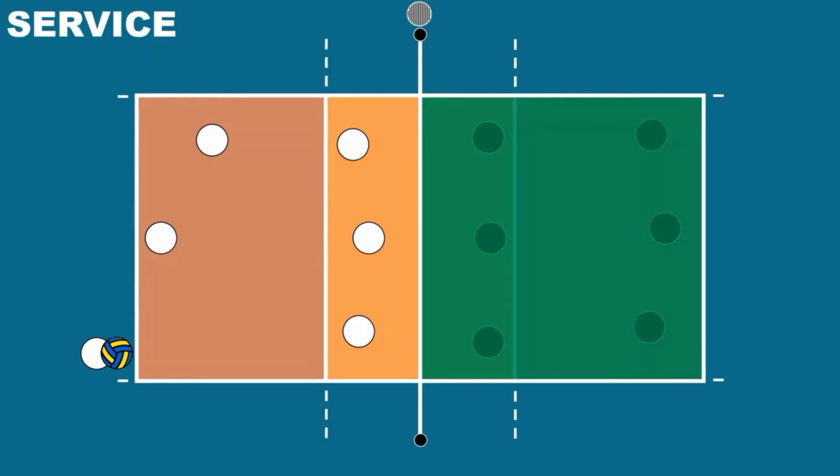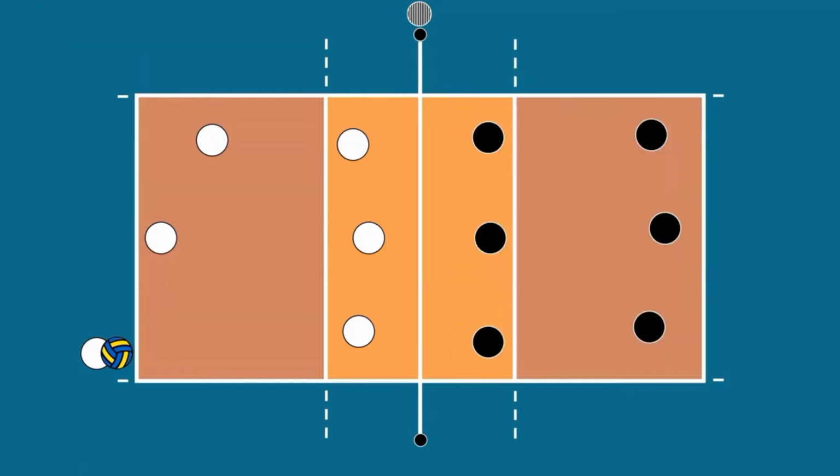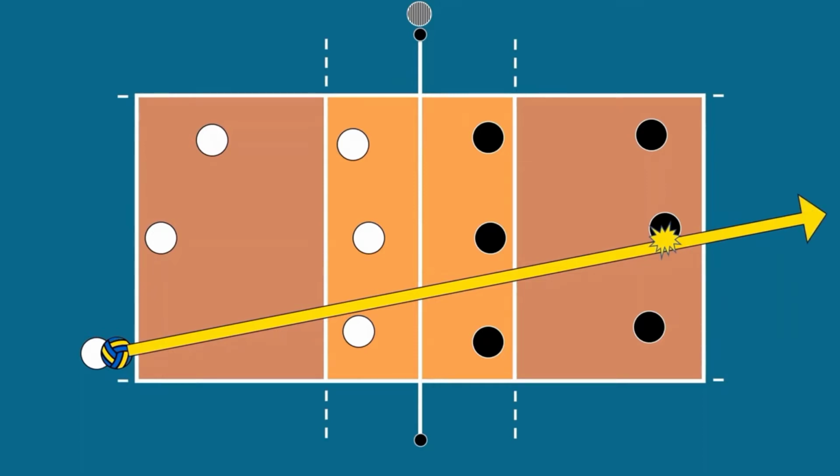If you hit the ball anywhere in this area, the service is good. If the ball hits the line, then also it is good. If the ball hits the net and then goes over into the other area, then also it is good. If the ball was going out but it hit the player, then also it is good. So in all these cases, the service is good.